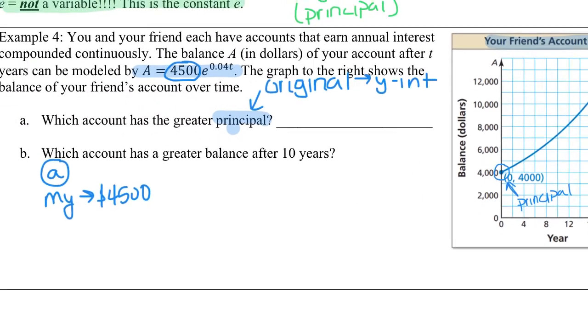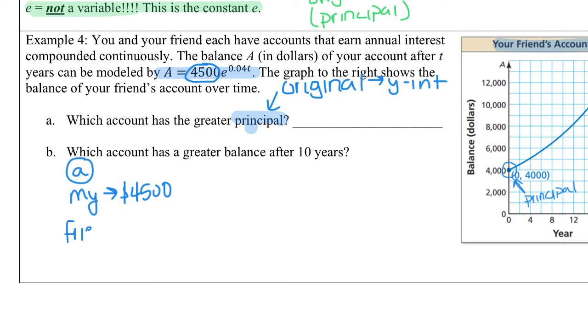So which account has the greater? So let's see, friend's is 4,000. So which has the greater? Well, that would be my account. My account has the greater principal in the beginning by $500.